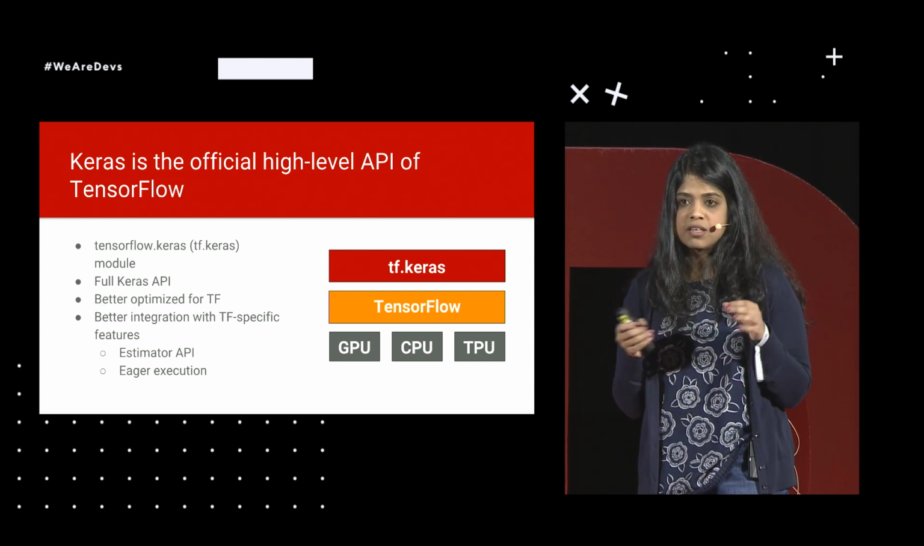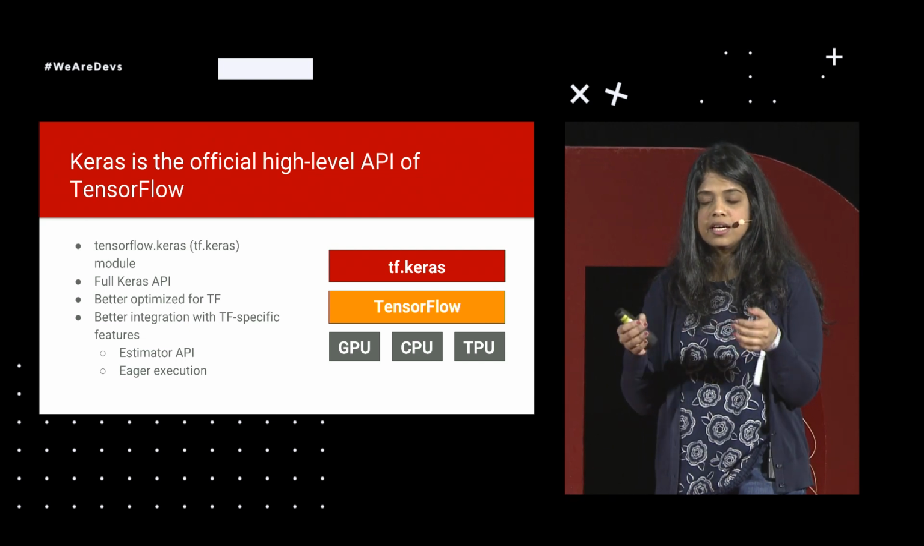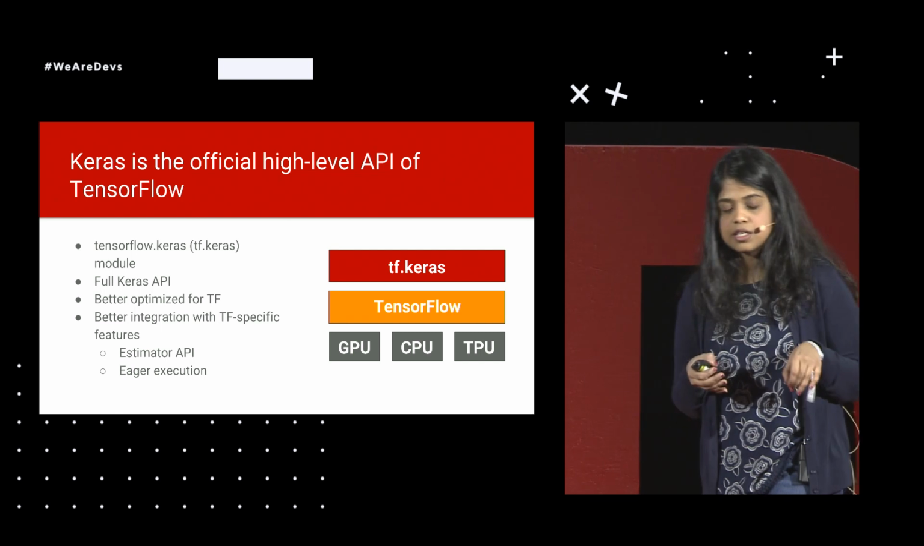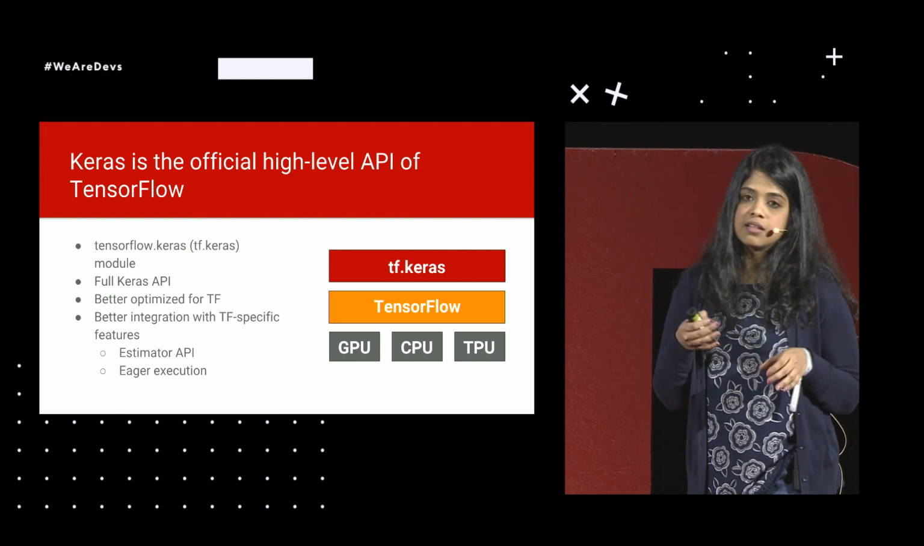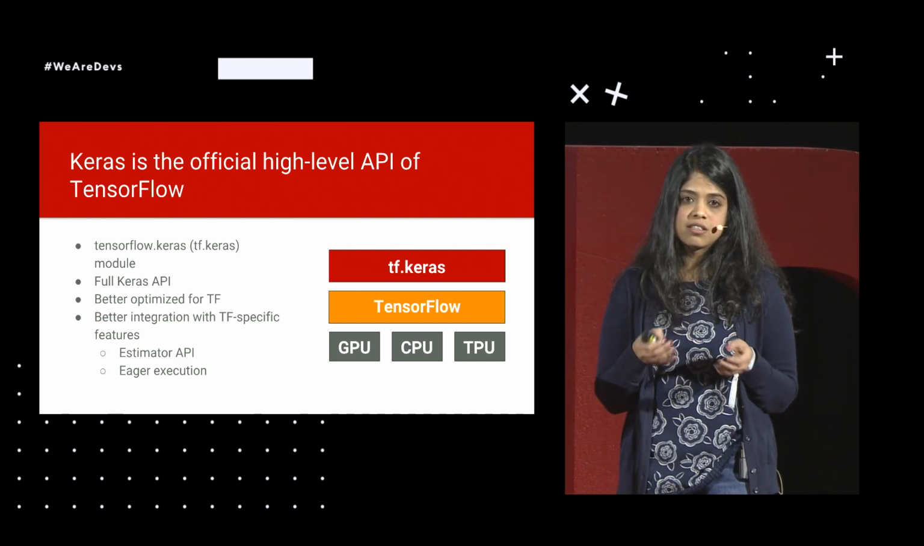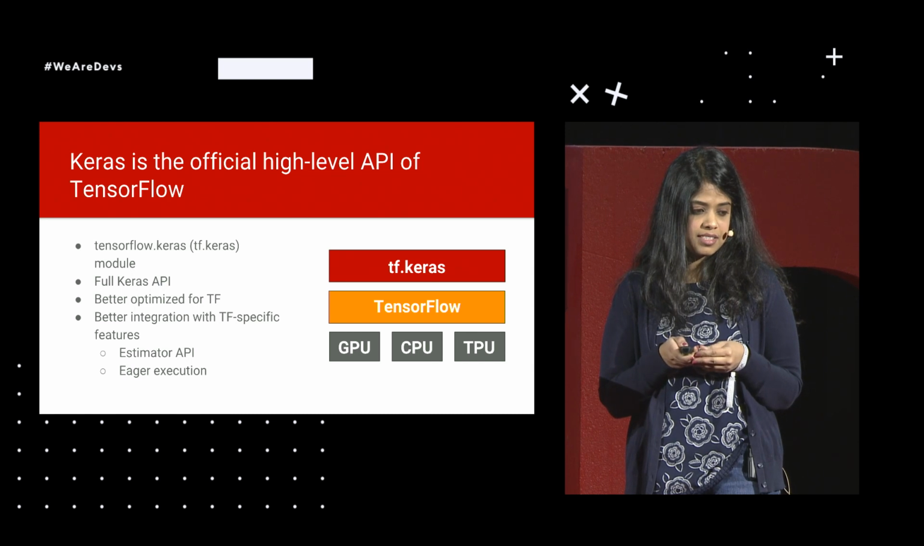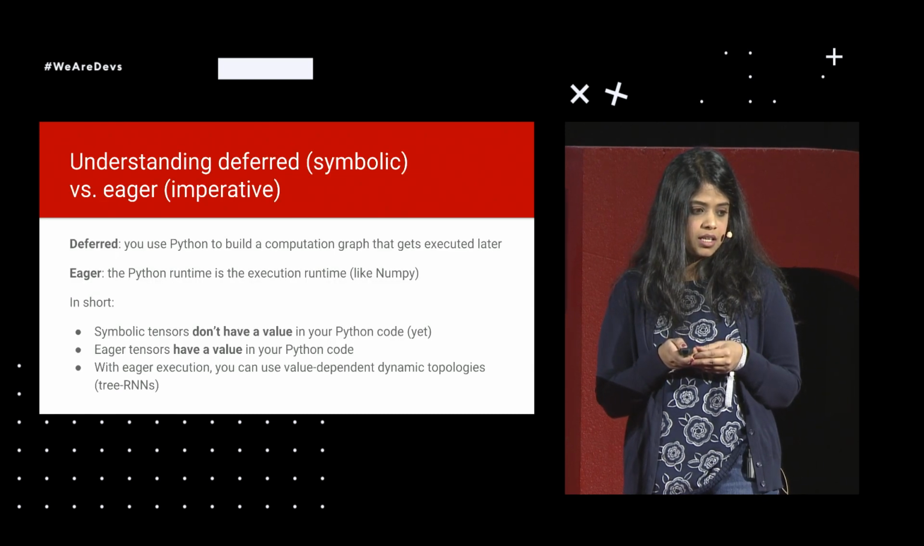For those of you who are familiar, TensorFlow also has the other high-level API called Estimator. So you can take a Keras model, convert that into an Estimator API, and you can use Estimator features such as serving, and other such functionalities that Estimator provides.